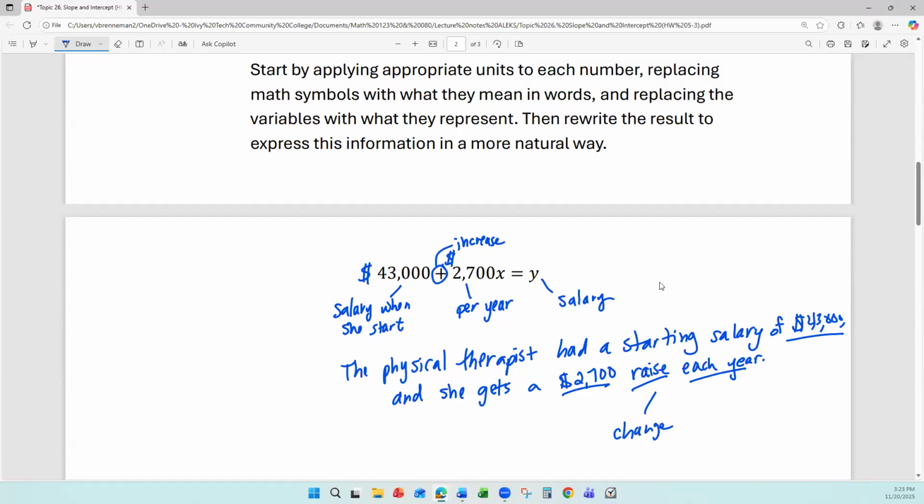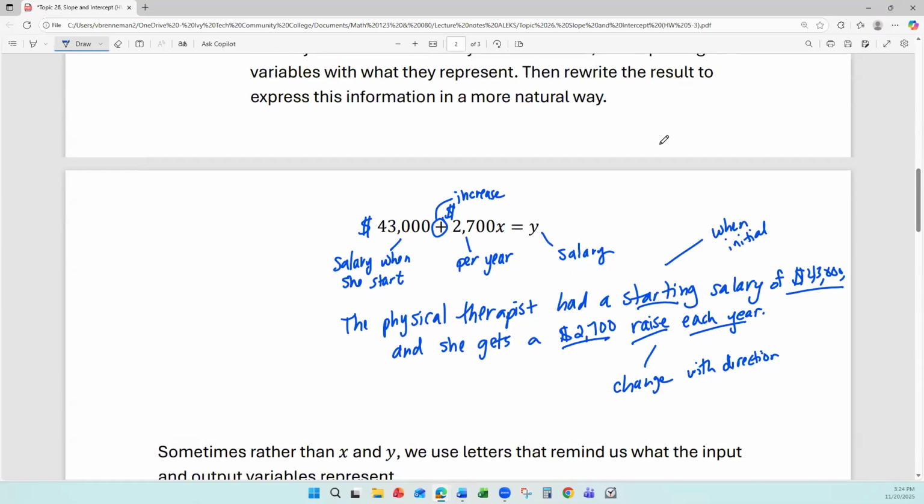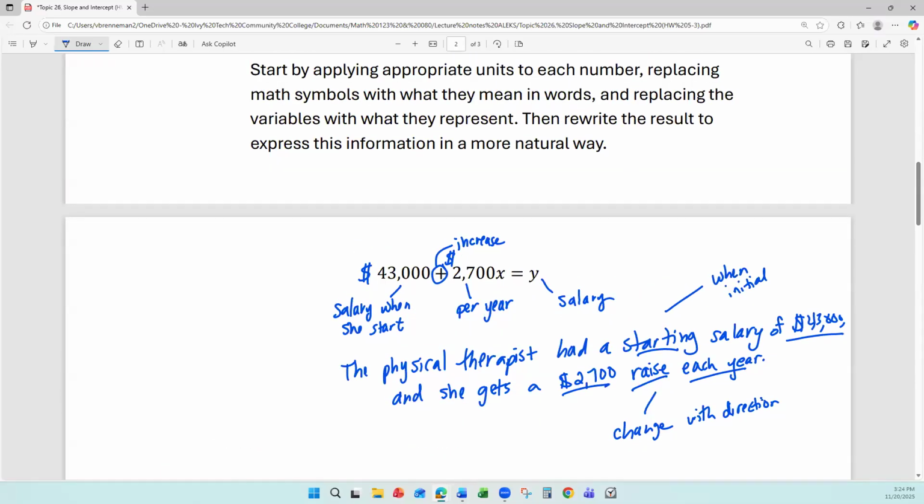and the direction of the change. And then some word that indicates when the initial value is happening, so the starting salary. So that's number one on topic 26.